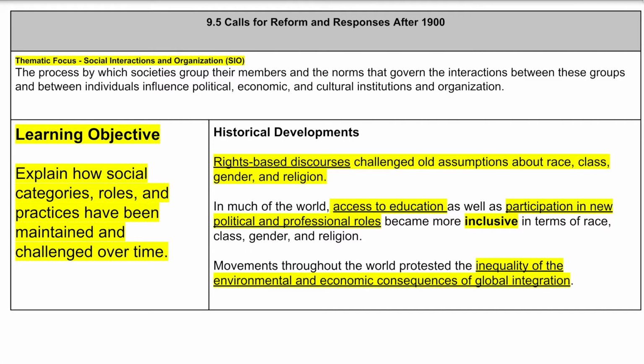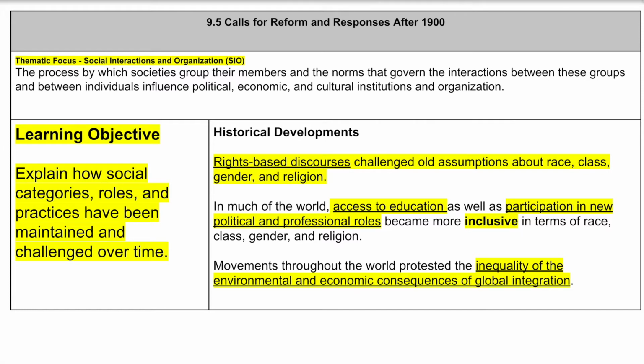Looking at our learning objective, the social roles and categories, it's focused on social interactions and organization as the thematic focus. Let's zoom into the historical developments to better understand what we're talking about. So rights-based discourses definitely challenged old assumptions about race, class, gender, and religion during the 20th century. In much of the world, access to education as well as participation in new political and professional roles became more inclusive in terms of race, class, gender, and religion, more than ever before.